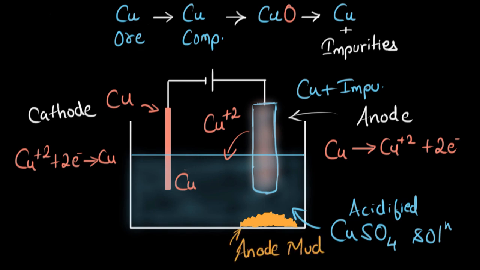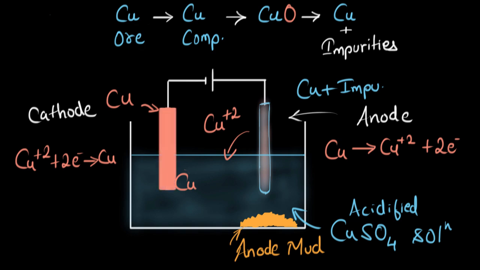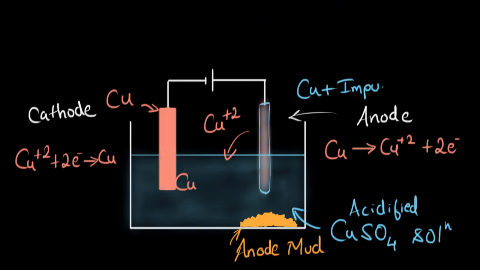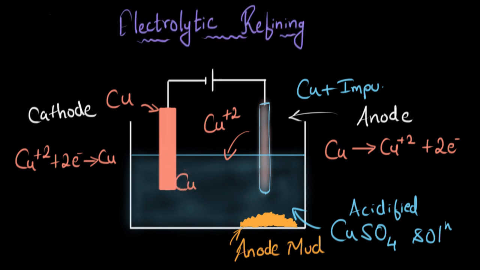So after a while, you will see that the anode is becoming thinner and thinner, and it might even disappear after a while. Whereas our cathode will become thicker and thicker with pure copper. So this is how we refine metals to get 99.99% pure metal. And since in this process we are using electricity, this process is called electrolytic refining. Okay, with this, I have few questions. And if you are able to answer those questions, then your understanding of this concept is perfect.